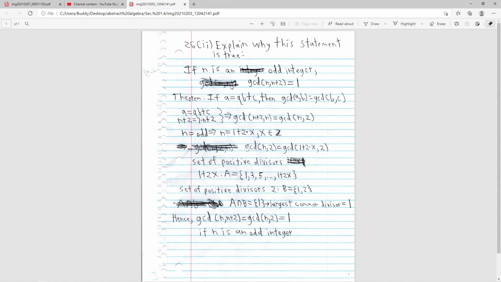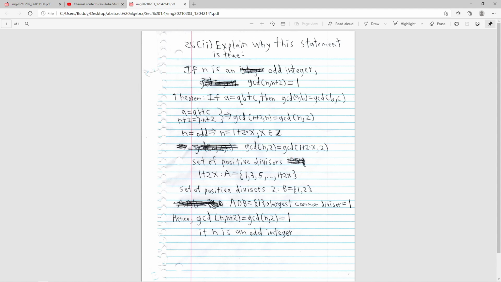One more problem. Explain why this statement is true: if n is an odd integer, the GCD of n and n plus 2 equals 1. Very quick. You just have to be able to look back on the theorem: if a equals qb plus c, then GCD of a and b equals GCD of b and c. It's a direct use of that.